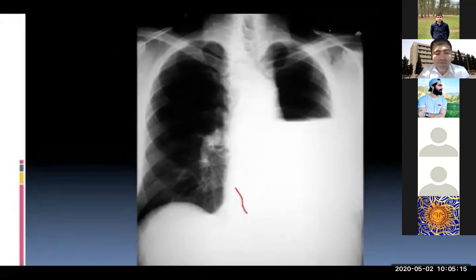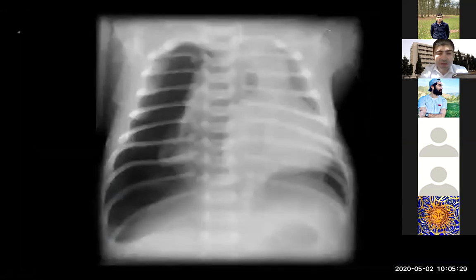And this is a case of pleural effusion with fluid level. So this is usually a case of empyema. So there is hydropneumothorax. And this case, again, we have seen a case just similar to this.